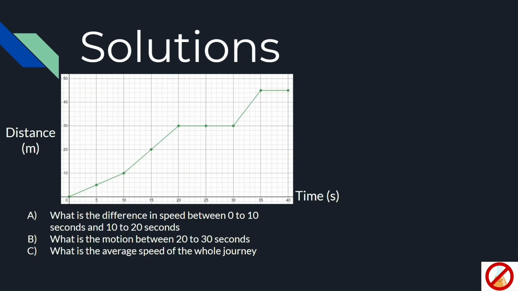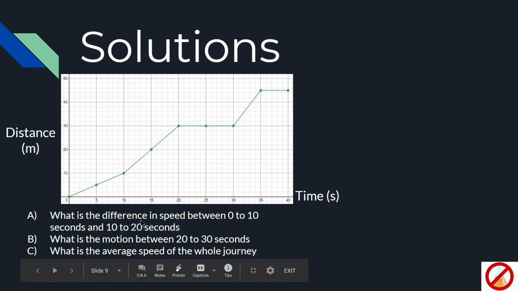I hope you had a good go at attempting these questions. Now let's take a look at the answers. So we have this. Question A, what is the difference in speed between 0 to 10 seconds and 10 to 20 seconds? Well, we are asking for the difference in speed, so if we want to know the difference, we have to work out the speed first of all. So we need to work out the speed between 0 to 10 seconds, so this area right here, and we have to work out the speed between 10 and 20 seconds, so this one right here.